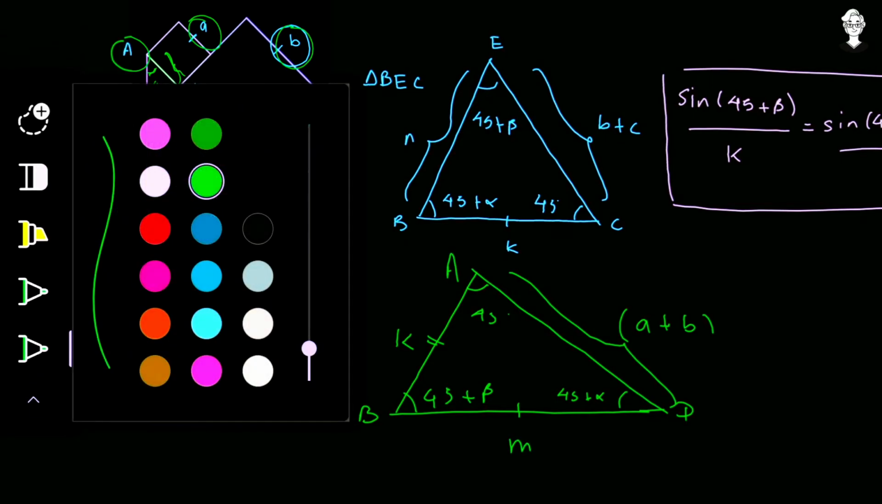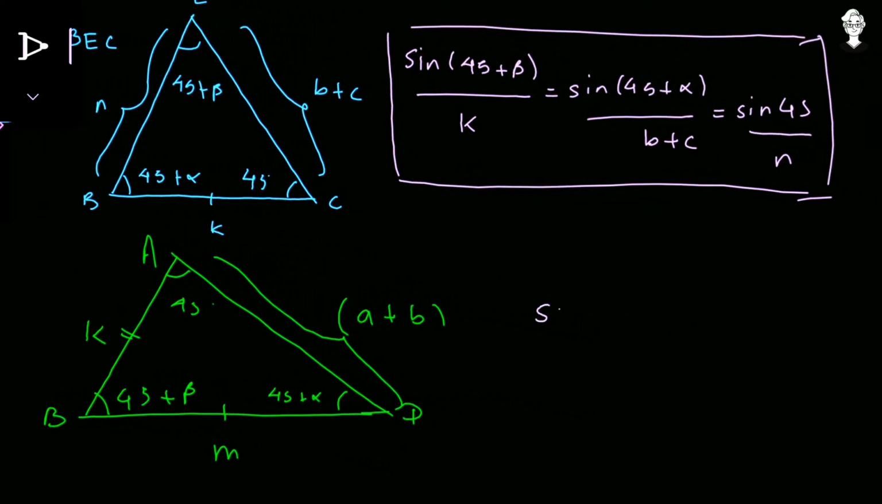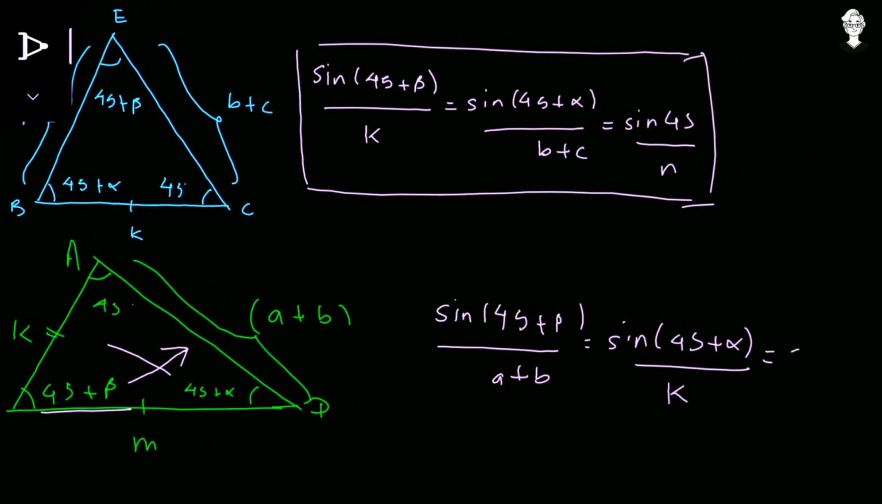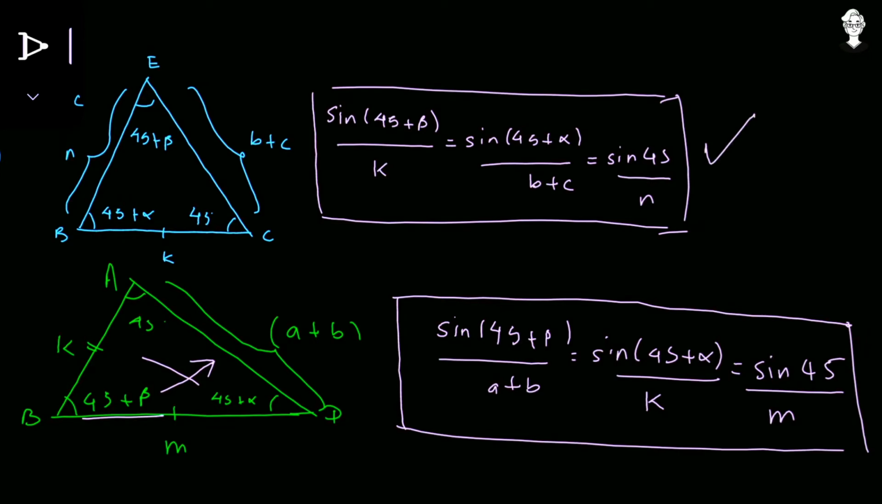Now let us use the sine rule again. Sine of 45 plus beta, that's this angle, its opposite side is a plus b, equals sine of 45 plus alpha upon its opposite side, that is k, and that equals sine of 45 upon its opposite side, that is m. Now these two relations we have just derived from these two triangles.